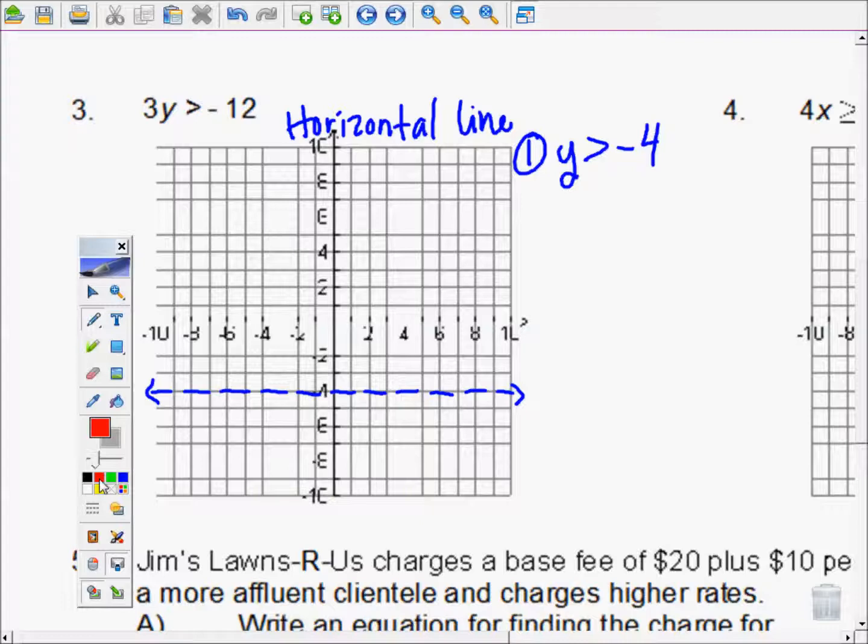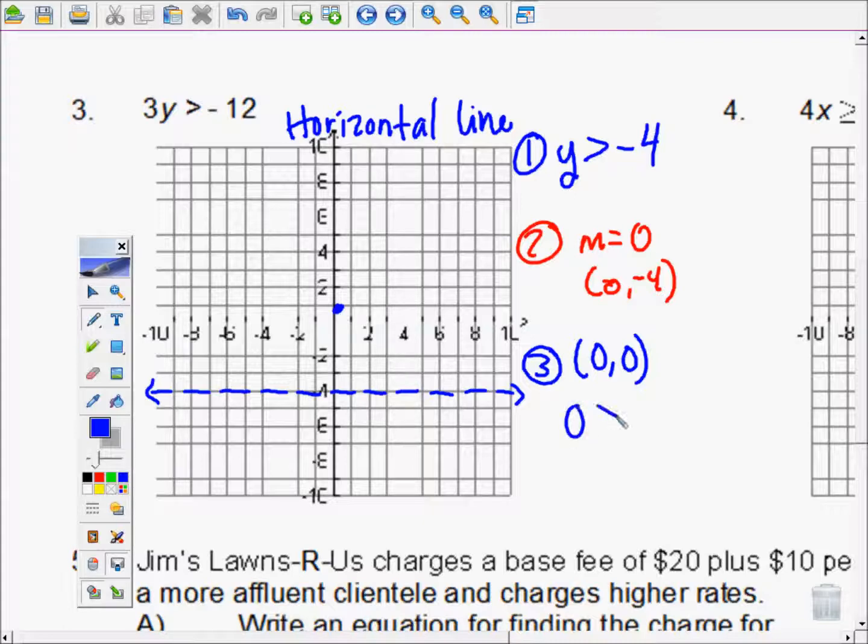All right, step 2, we've already done. Our slope was 0, and our intercept was at 0, -4. Step 3 is to decide where we shade. What's our best test point to use? 0, 0. At 0, 0, it's above the line. If it's true, we're going to shade above; if it's false, we're going to shade the bottom. So let's plug it in. 0 is greater than -4. It's true, so shade the top. I'm going to shade all of the top.